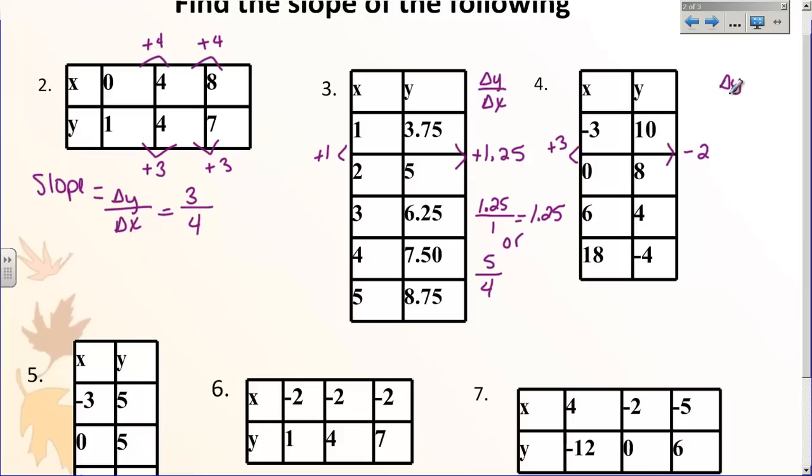So my change in y over my change in x. My change in y is -2. My change in x is +3, so my slope is -2/3. What this tells me is that my graph decreases from left to right instead of increasing from left to right. It gives me information automatically about what the line looks like.